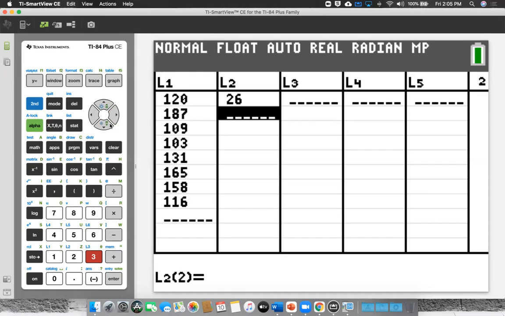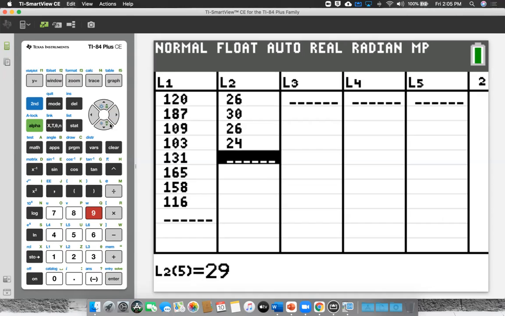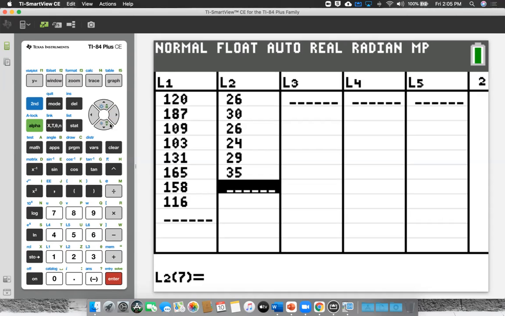187, that was 30 pounds. 109 was 26 pounds. 103 was 24 pounds. 131 was 29 pounds. This one was 35 pounds, 31 pounds, and 28. Okay. All of our data is in there. They're both lined up. So graphs, where do we go for graphs?